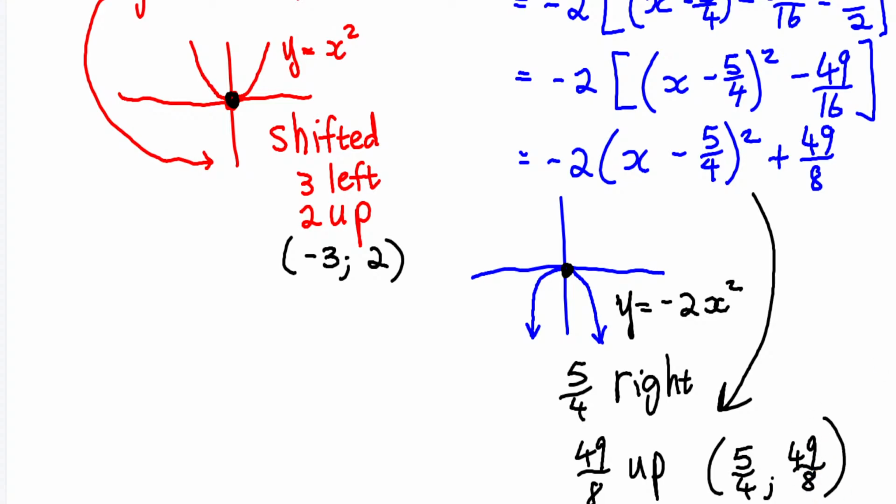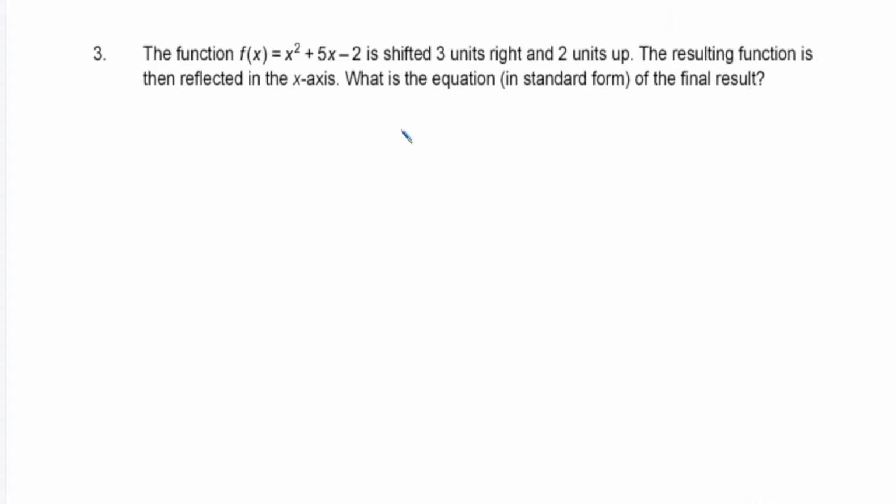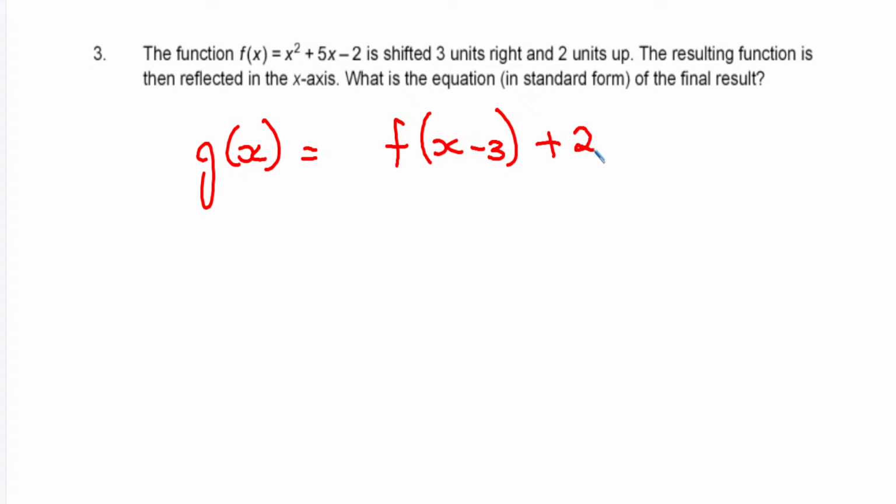Onwards and upwards to question 3. And question 3 looks like this. It says, a function is shifted 3 units right and 2 units up, and then the result is reflected in the x-axis. What's the final equation? Well, if we think about it, I'm going to call the new function g of x. G of x is going to be f of x minus 3, because we want to shift it right. And then I must add 2. That's going to move it up 2.